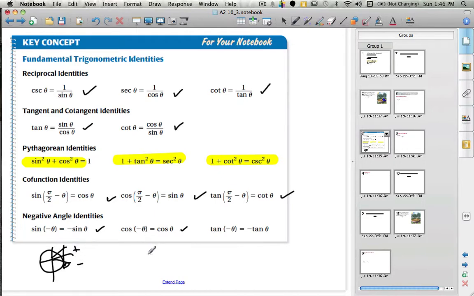When we're talking about cosine, cosine is related to x, so in the same circumstance, if I had this angle and this angle, the x coordinates are the same, so the cosine of this angle would be equal to the cosine of that angle. And then tangent, because it's the ratio of these two, would be the negative sine over the positive cosine. That would be the opposite of tangent. So again, these are offshoots of things that we've already learned.